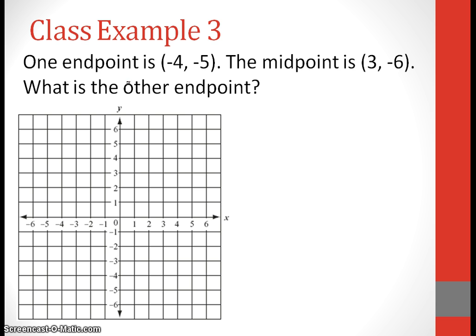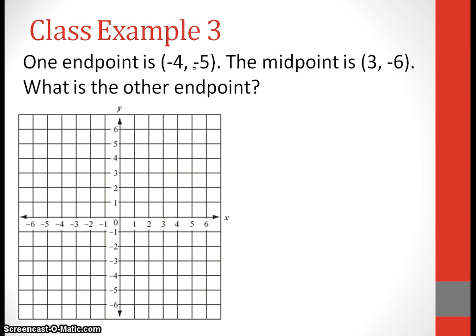This one says that one endpoint is negative 4, negative 5, and the midpoint is 3, negative 6. And they want to know what the other endpoint is. So this one we are going to look at graphically first because I think that's easier, and then we will look at it algebraically if you prefer that way. But for the most part, I'm going to do these graphically because I think it's easier that way.